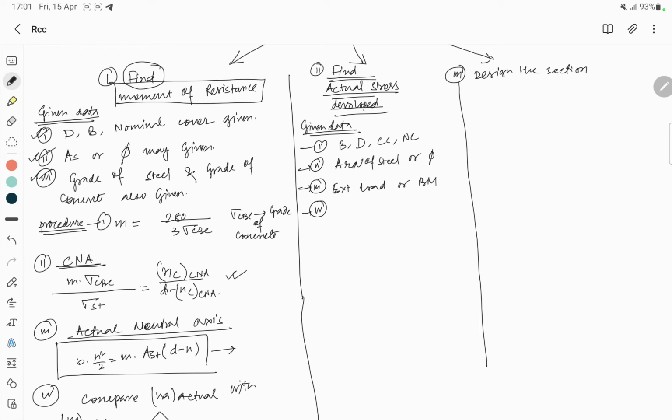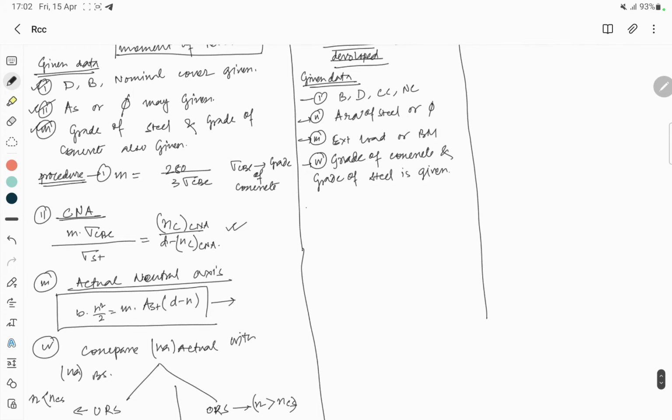Number 4, the grade of concrete and the grade of steel is given. These are all the given data. Now, how to find out the procedure?